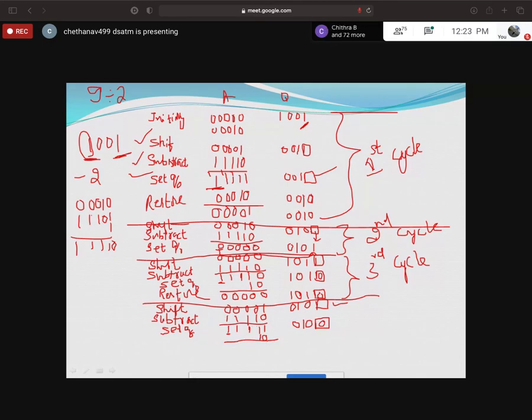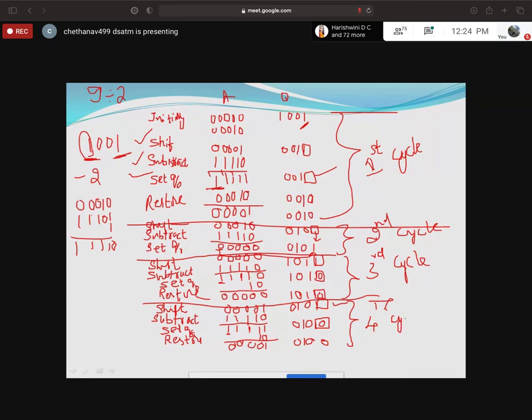So now 1 plus 0 is 1. I've written 1 here. 1 plus 1 is 2. That means 0, carry 1. 1 plus 1 is 0, carry 1. 1 plus 1 is 0, carry 1. 1 plus 1 is 0, carry 1. So that is not required here. Neglect it. So overflow bit, whatever you will get, just neglect it. Okay. So I got this data 0, 1, 0, 0. So this is the data I got after restore. Okay. So this completes my fourth cycle.